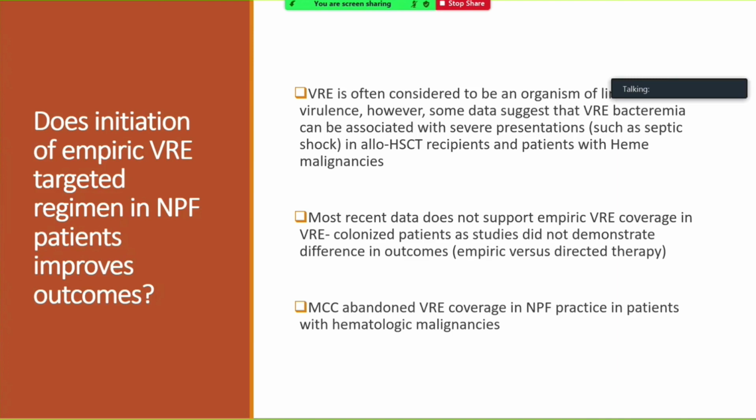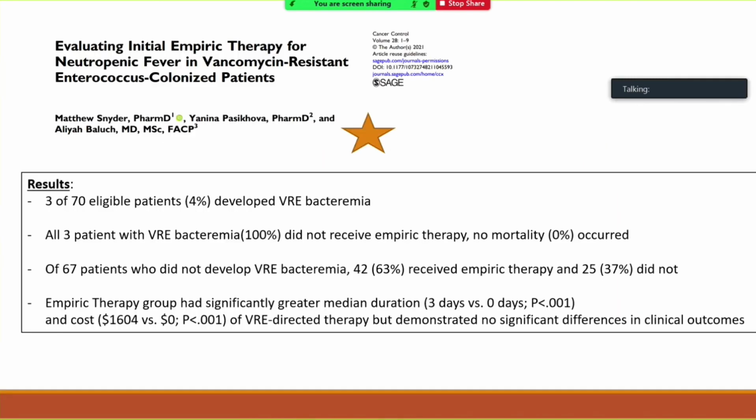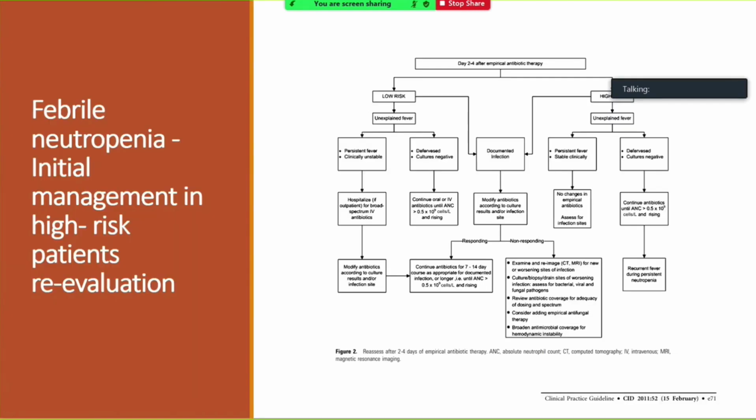Okay, and so this is just one of the references that Dr. Baluch and Yanina have recently published. I really think you can look through it later. This slide covers what you really do if your patient continues to be febrile 48, 72 hours later, which we see a lot.